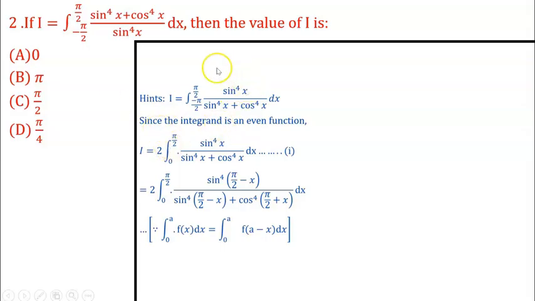Since the given function is an even function, therefore I is equal to 2 times integral 0 to pi by 2 sin of x raised to 4 upon sin of x raised to 4 plus cos of x raised to 4, by the property of even functions.